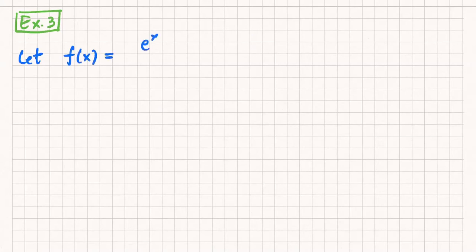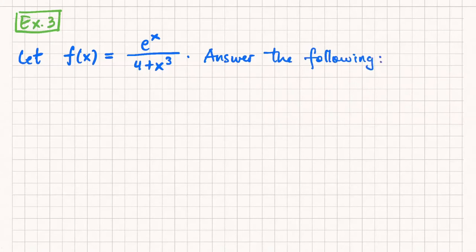Let f of x equal e to the x over 4 plus x cubed. Uh-oh, this looks scary. So answer the following. I want vertical asymptotes of f. I want horizontal asymptotes of f.